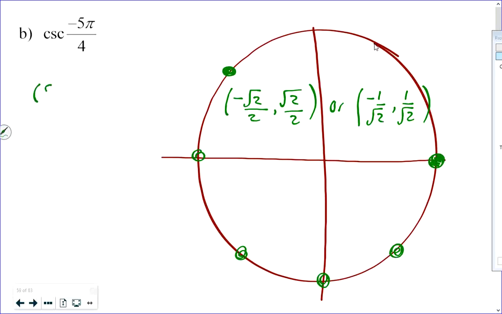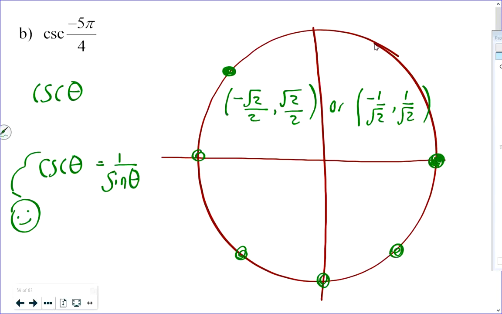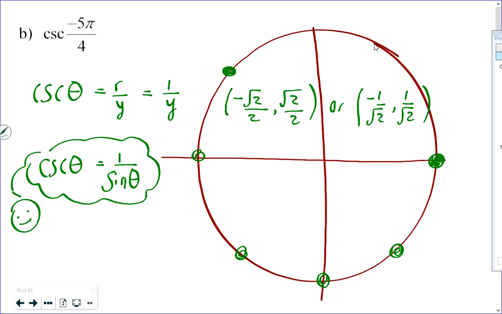So what am I asked for? I'm asked for cosecant of theta. And this is what happens in my head. I say cosecant of theta is the reciprocal of sine of theta. That's what's going on in my head. And then I say sine of theta is y over r, which means that cosecant of theta is r over y. But it's the unit circle, so in this case, and I don't like to go equals equals, but I'm just going to this one time, it's the reciprocal of y.